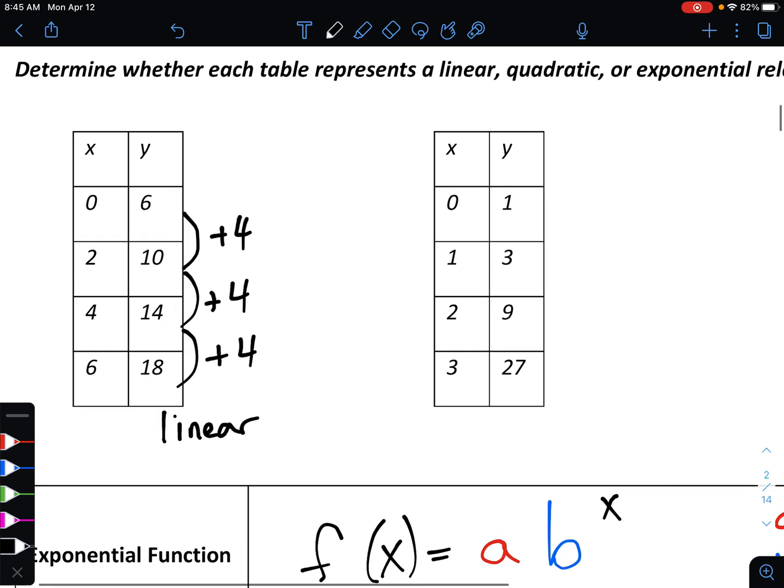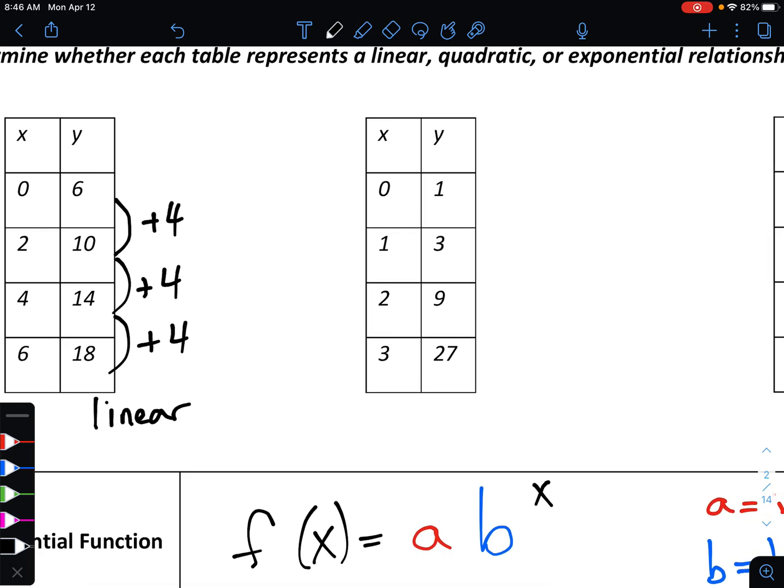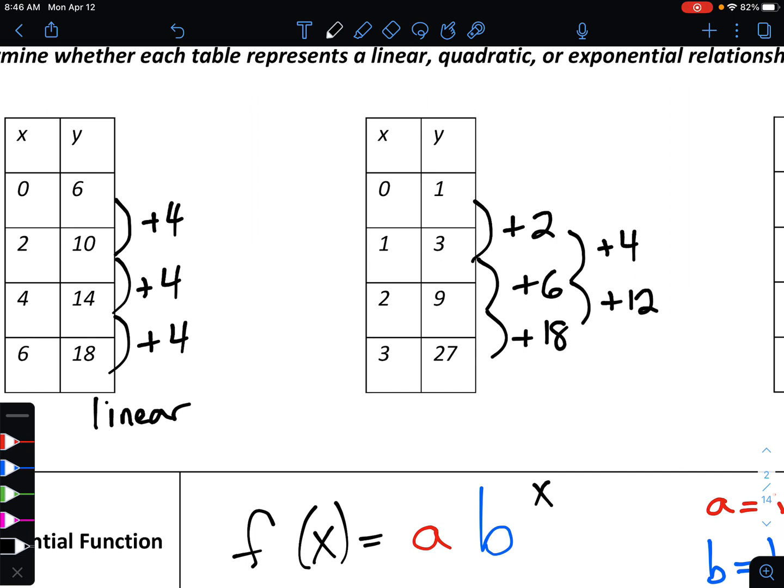For the next table, we've got our values, and right away you can probably see that we're not adding, because for 1 to 3 we add by 2, from 3 to 9 we add by 6, 9 to 27 we add by 18, so that's not going to work. But it might be quadratic, and to be quadratic you just check it a second time, so from 2 to 6 go up by 4, 6 to 18 you go up by 12.